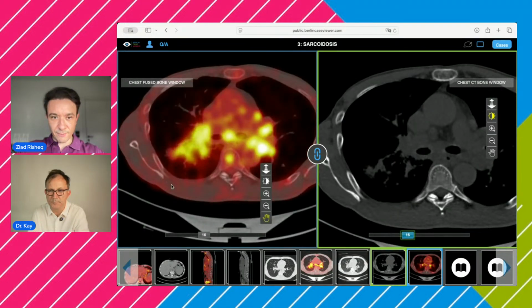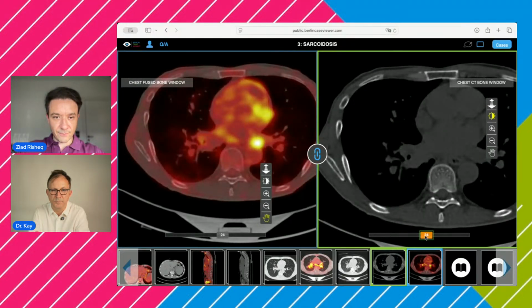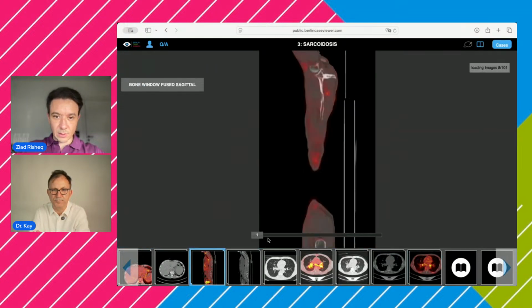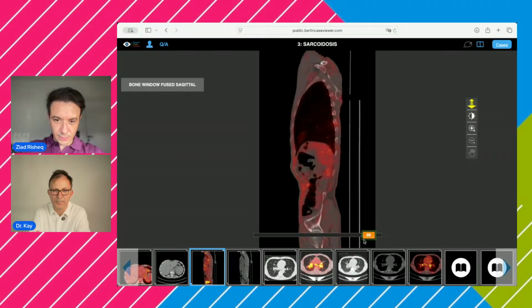And here, this is probably marrow uptake. I don't see much going on here. And I think there was another, there it is. We have this lytic lesion over here. I'm going to go through this quickly because we don't have much time.